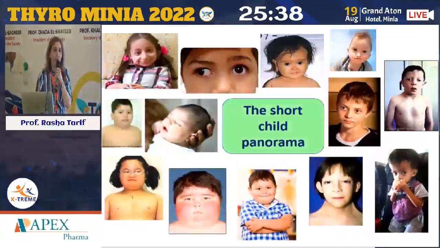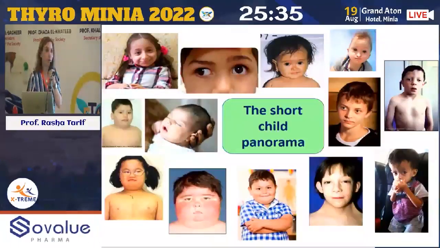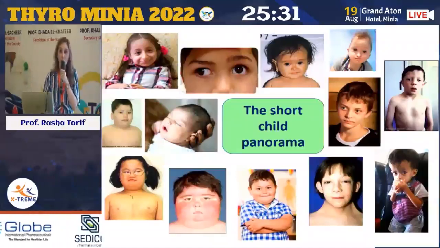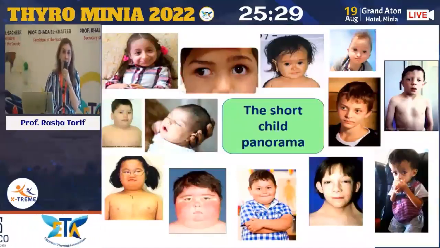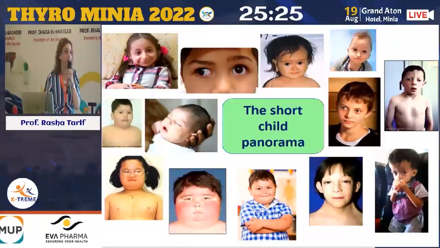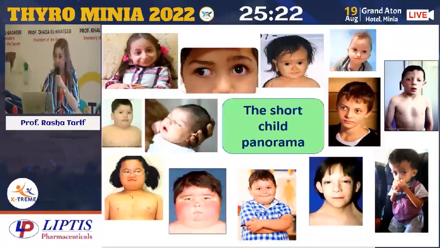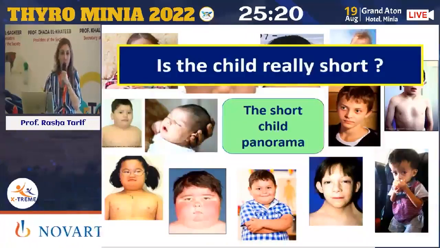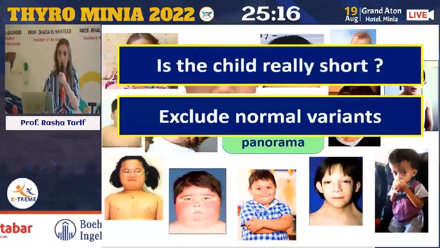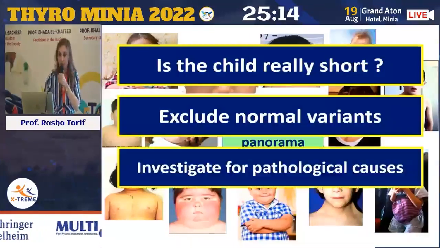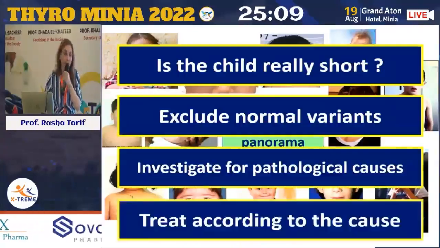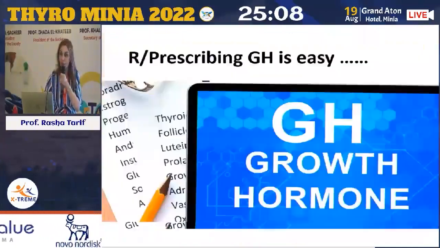And this is what I call the short child panorama. Here you can see a lot of cases. All are real life case scenarios presenting with short stature, but the scenario turned out to be totally different in each and every child. The first question, is the child really short or not? By plotting on the growth chart, exclude normal variants, investigate for pathological disease, and finally, treat according to the cause.